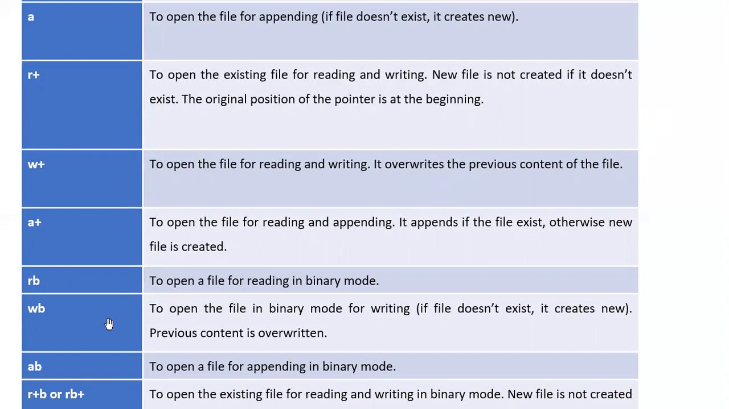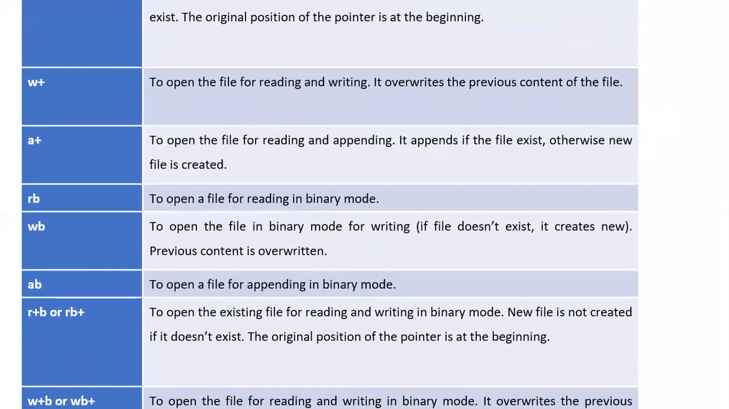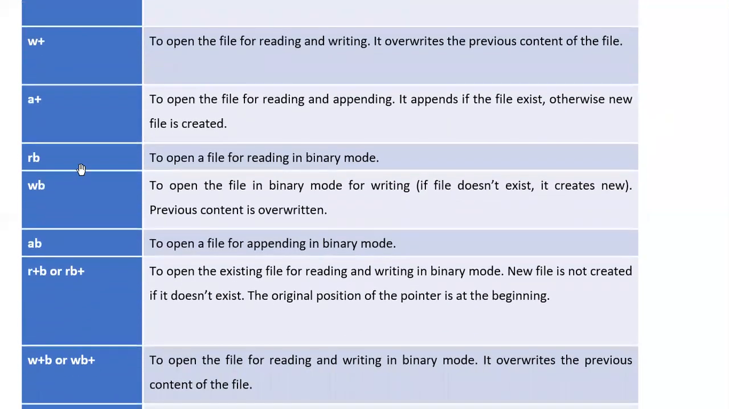Now after these 6 modes, all the modes at the bottom use the b in front of r, w and a. b stands for the binary mode. In case you want to open a file for reading in text mode, use r, and if you want to open a file for reading in the binary mode, then use rb.